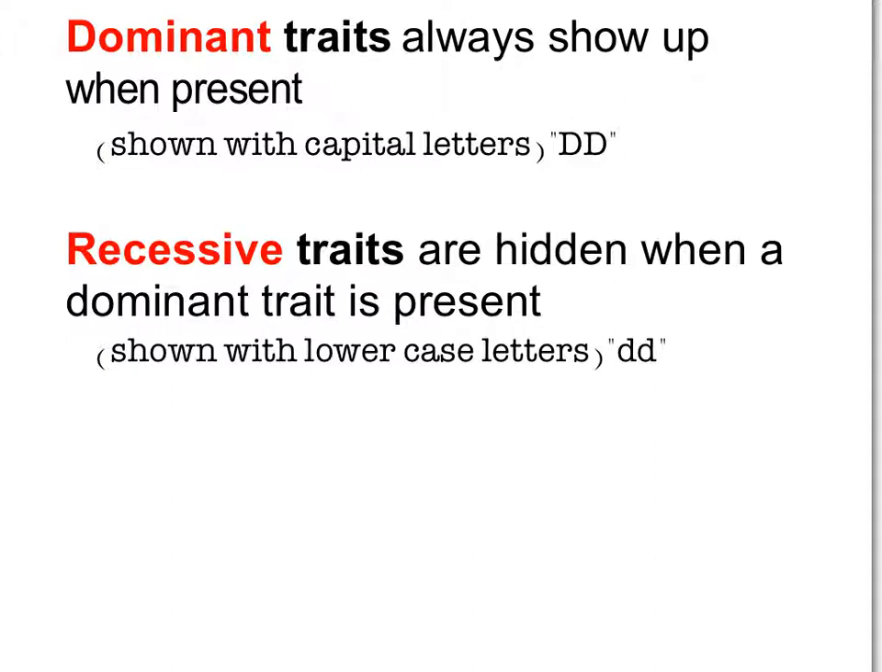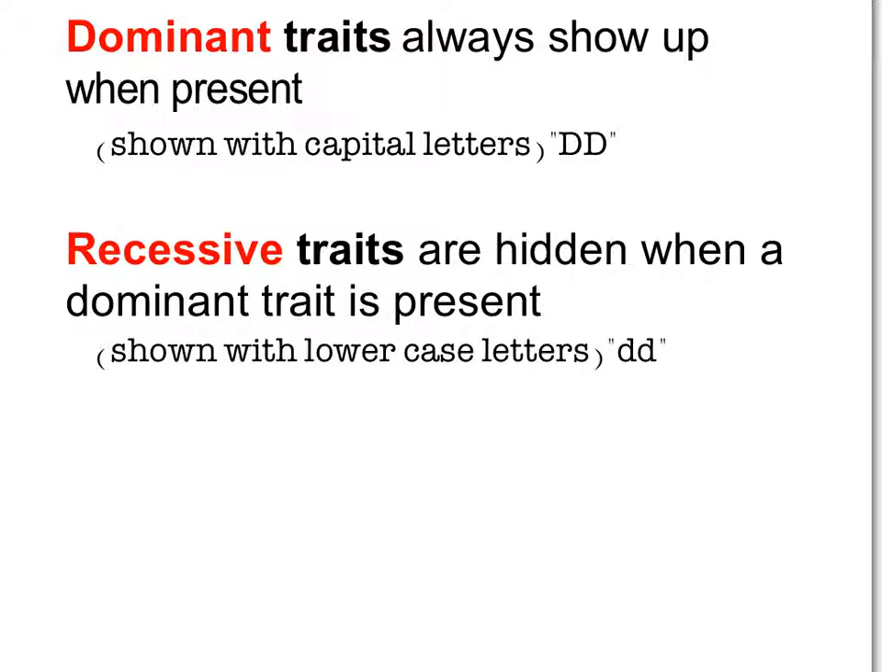Okay, so let's look to see why sometimes these traits show up and sometimes they don't. Well, we have two different kinds, and they're dominant and recessive. You're going to see right now that these words are in red, so go ahead, pause the video, take a minute, fill them in on your notes, and then go ahead and resume the video when you're ready.